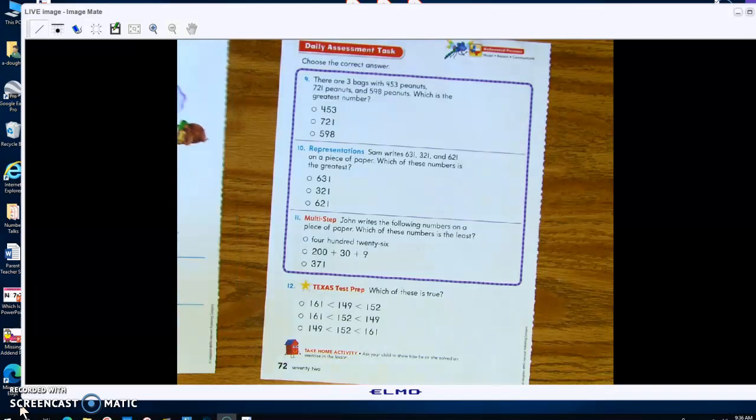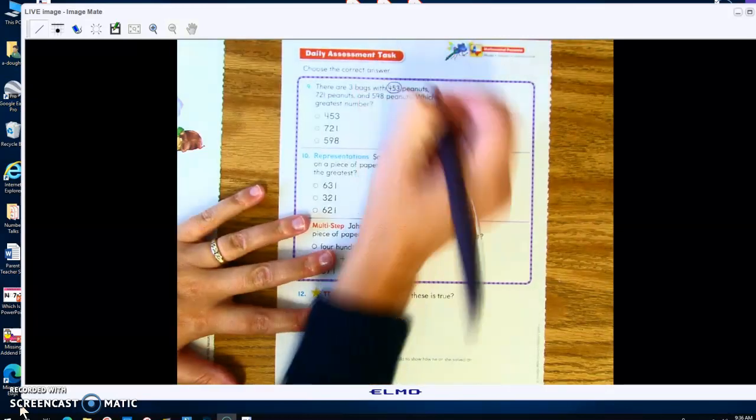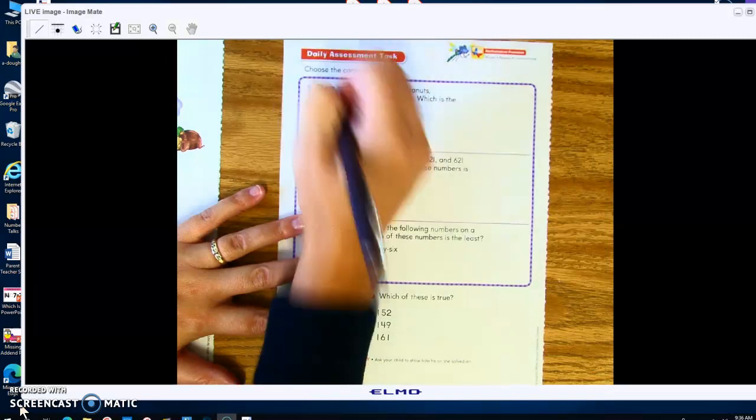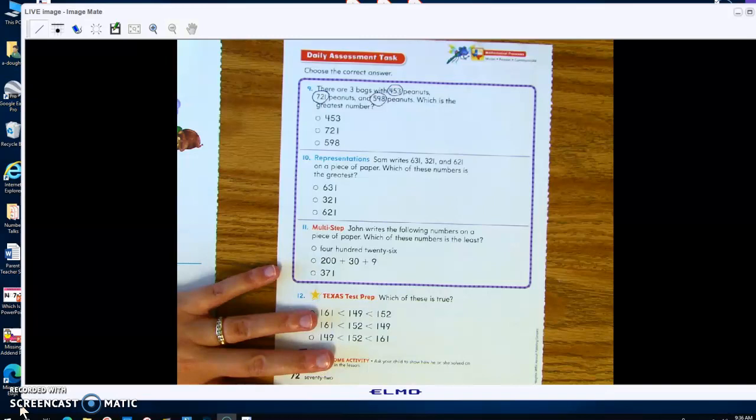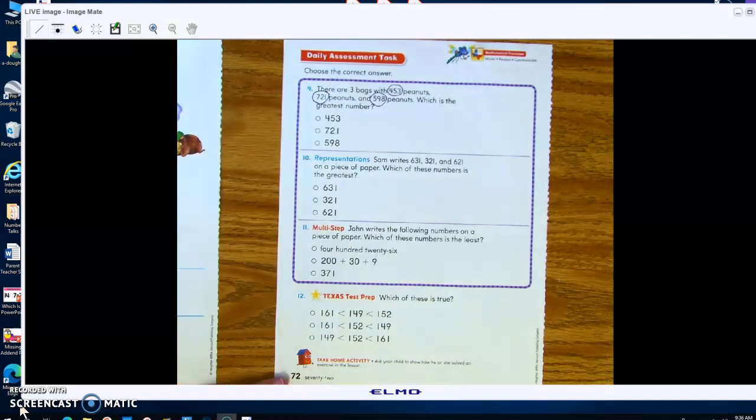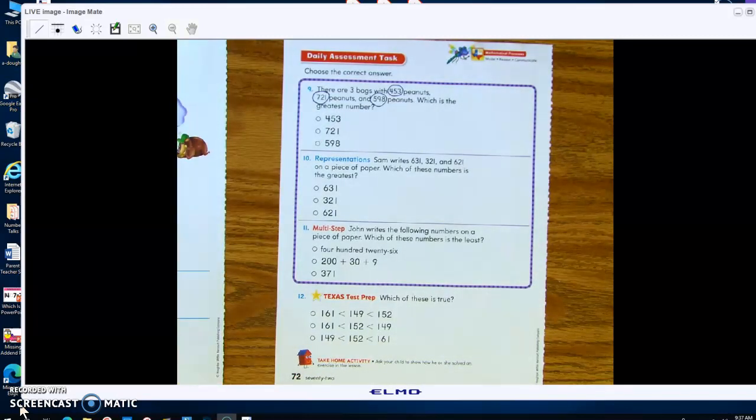Okay, number 9. There are 3 bags with 453, let's circle that, peanuts, 721 peanuts, and 598 peanuts. Which is the greatest number? Which of those 3 numbers is the greatest? Circle it in. Look at the hundreds first. And they've got the 3 numbers here, so which one is the greatest? Which one is the biggest?